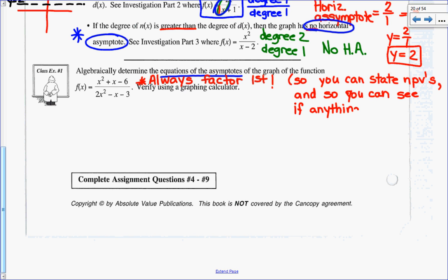Now in today's lesson, that's not important because we're not going to be seeing anything cancel in this particular example. But if anything does cancel, those are what we call points of discontinuity, which is what our lesson is on next day.